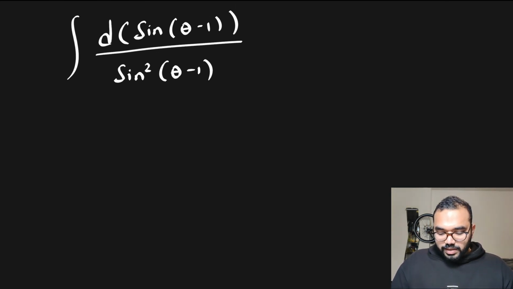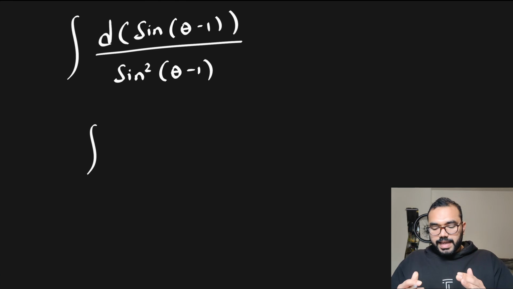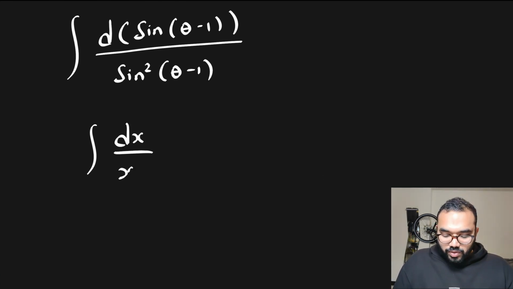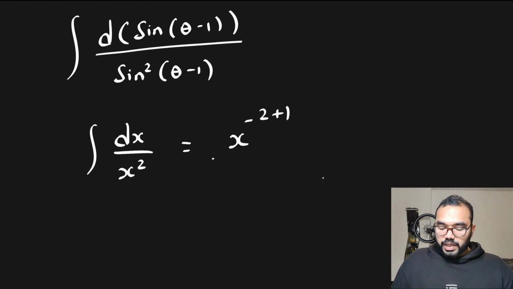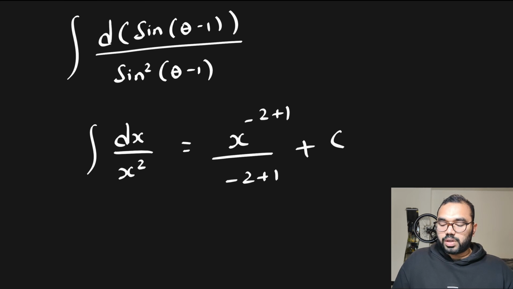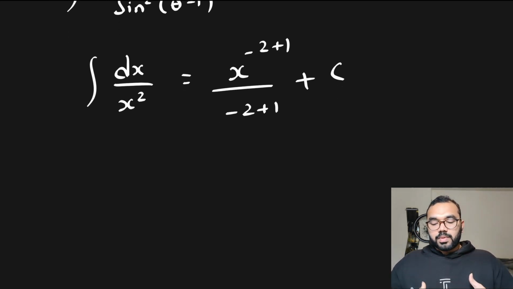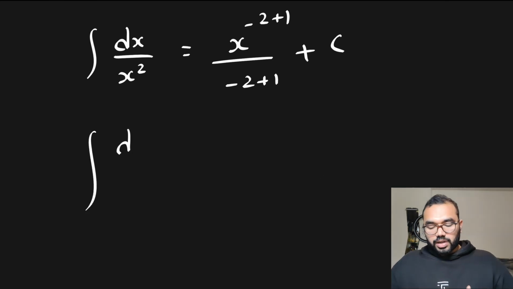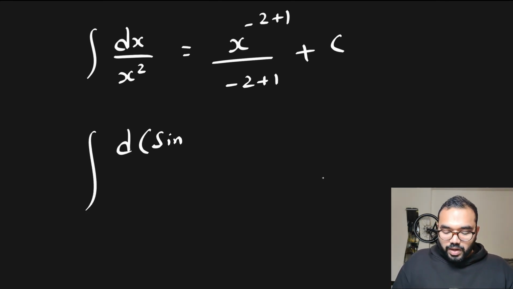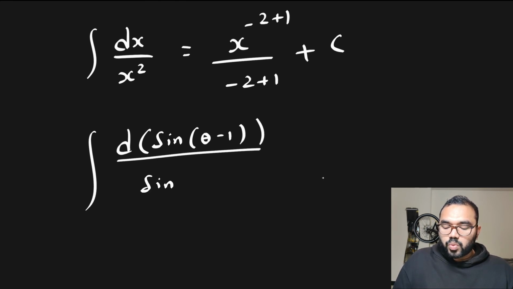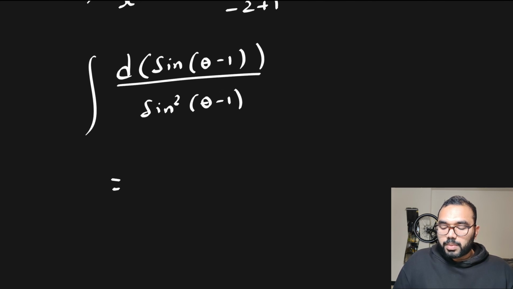So now it is in the form of integral dx by x square, right? So for example, you have integral dx by x square. What would you do? It is simply x to the power of minus 2 plus 1 divided by minus 2 plus 1 plus c, right? So in the same way, when I'm integrating with respect to a function, I can do the same thing. So now I have integral d of sine of theta minus 1 divided by sine square of theta minus 1.